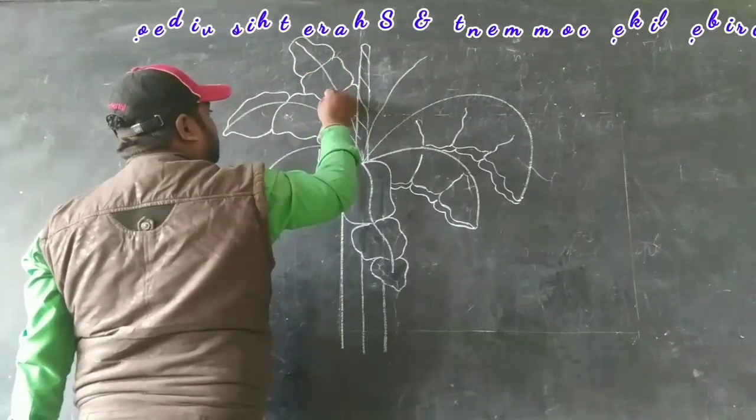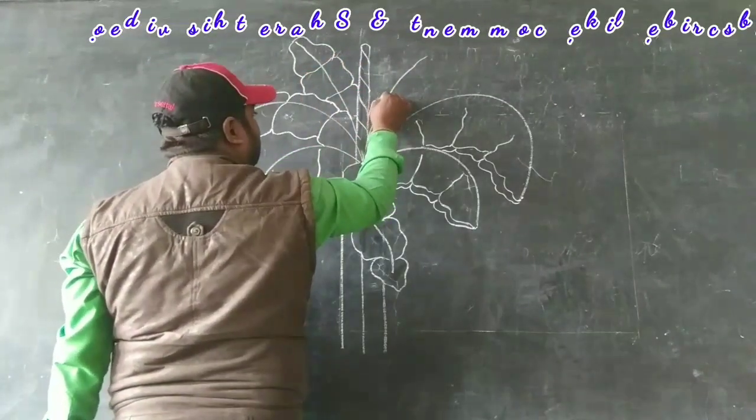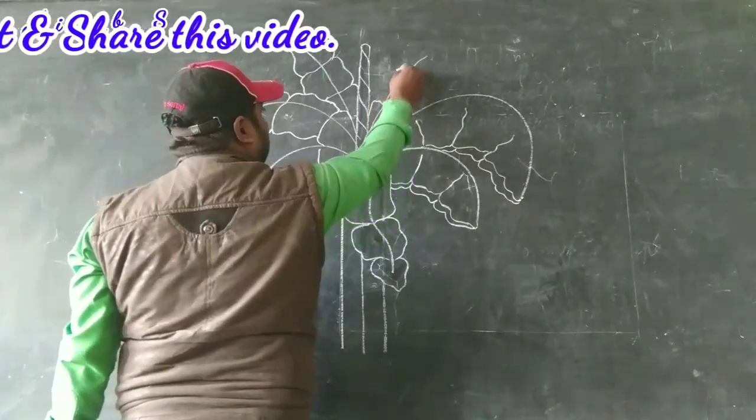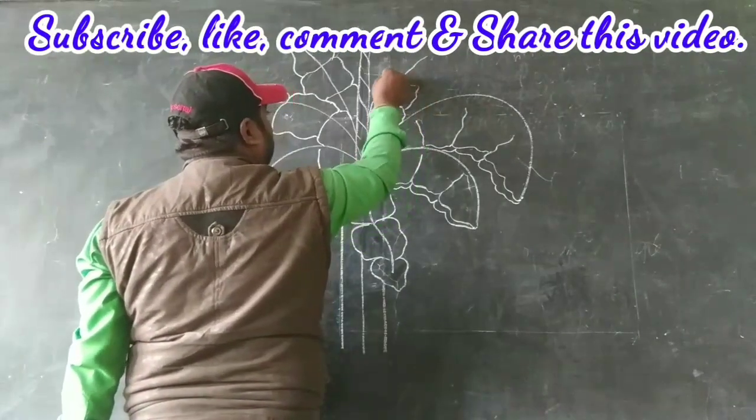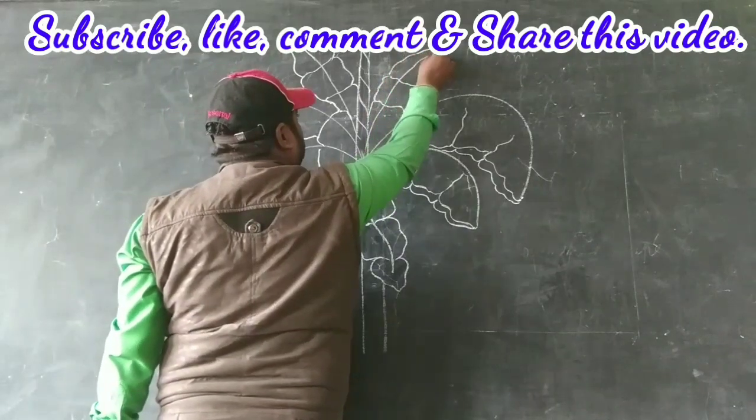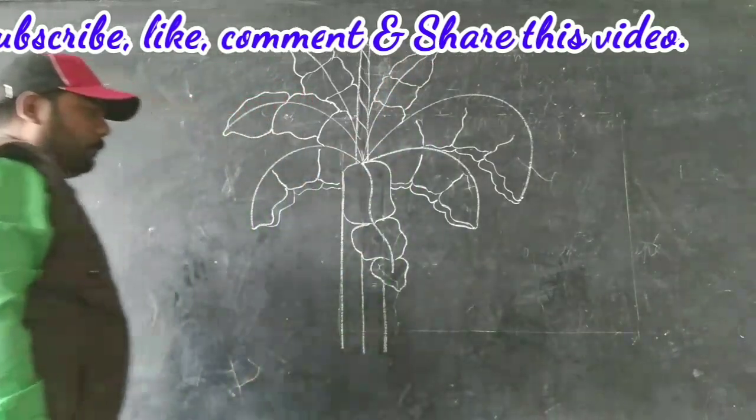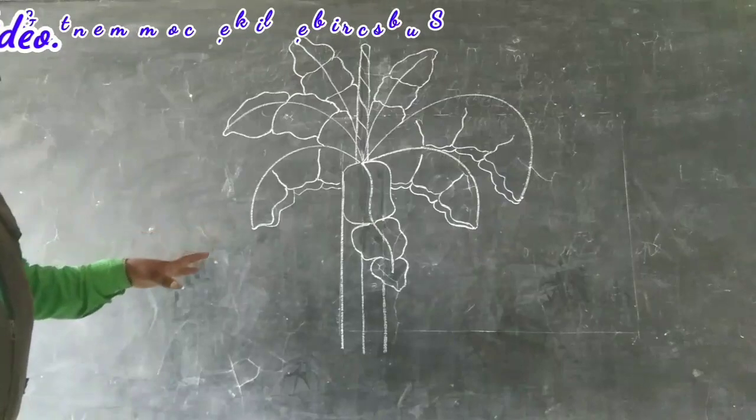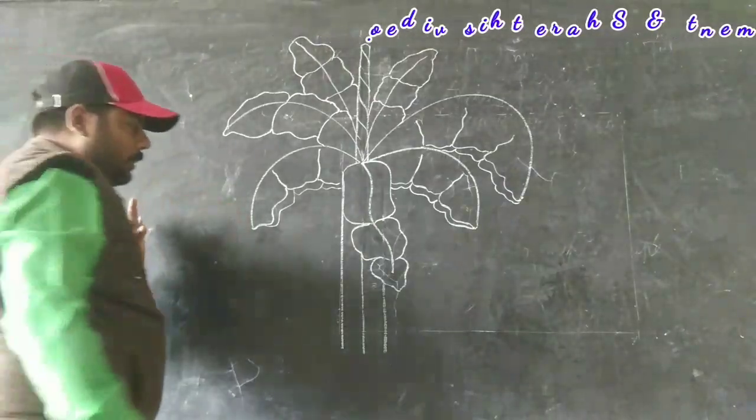2, then it will go like this. One cut here, second one cut here, and third one here. In this way, we will be able to see that it looks like a banana tree.